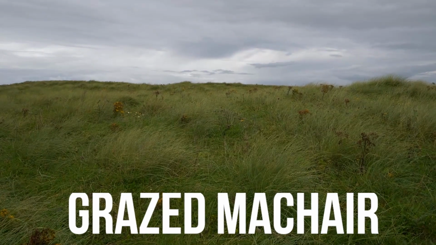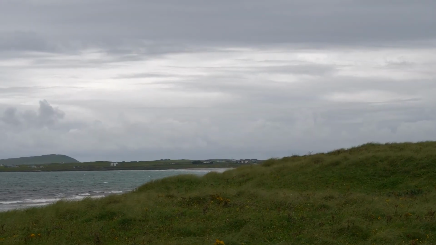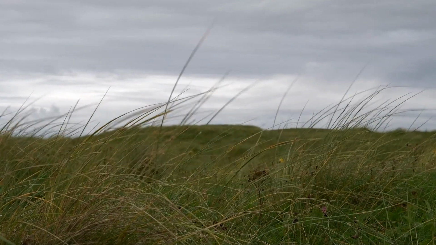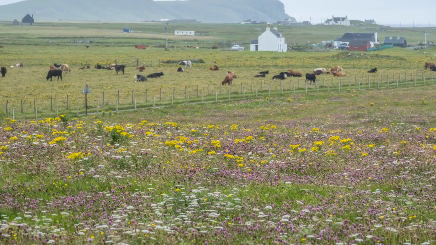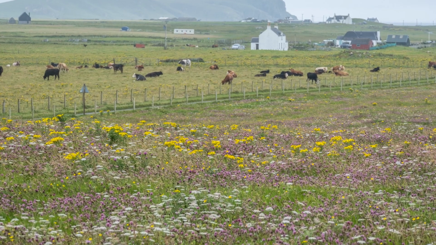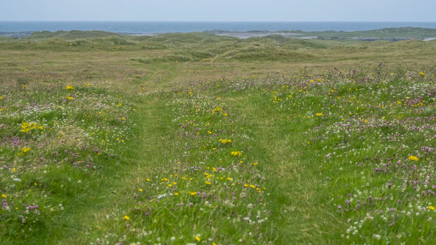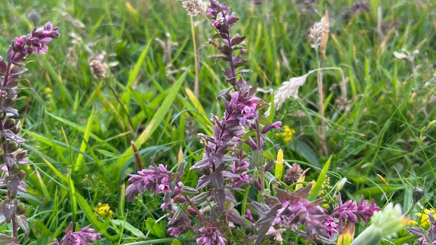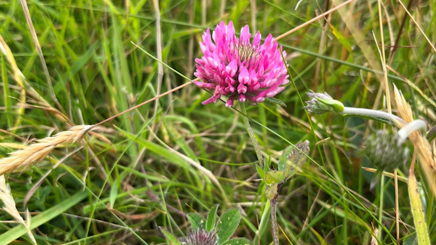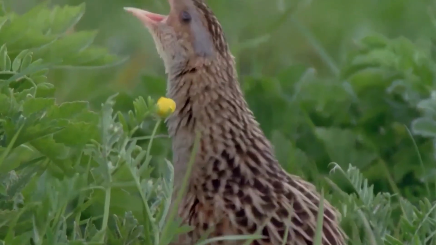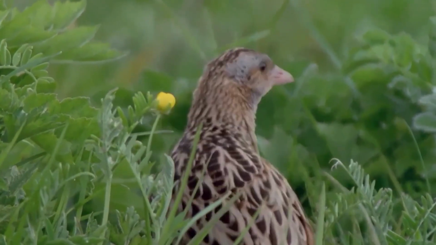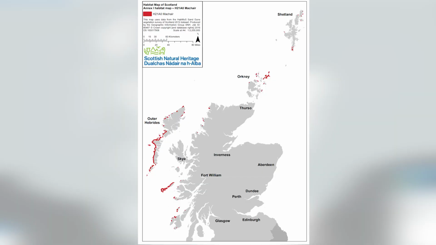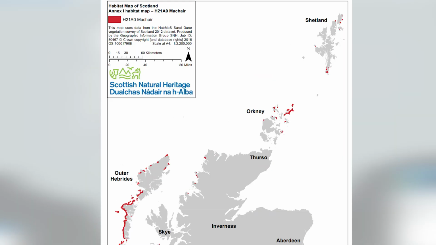Grazed machair. Machair grasslands are dune grasslands on calcium-rich sands, usually derived from wind-blown shell sand and found mostly in the Northwest Isles and coastal areas. These habitats often support a rich diversity of plants, including orchids, yellow rattle, red bartsia, knapweed and clovers. Grazed machair can be an important nesting site for wading birds and support an abundance of invertebrates. Most machair in Scotland has previously been mapped and can be found on the website shown on screen.